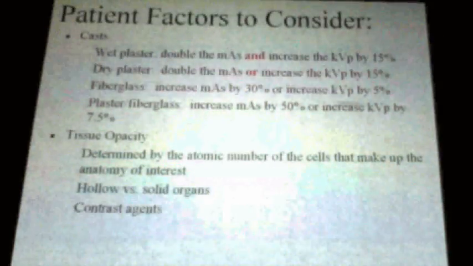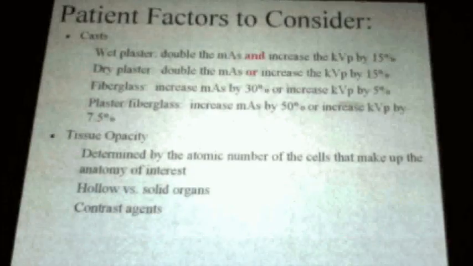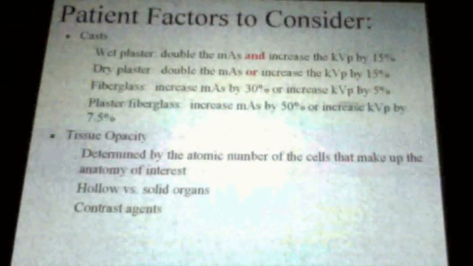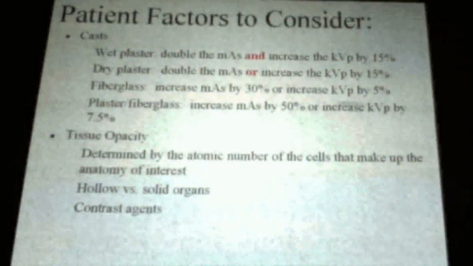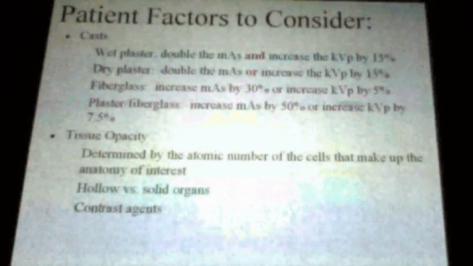So it's a high density? Has a very high atomic number. Barium has a high atomic number. That's what makes it look white. Okay. What's the next one? Gastrografin. Okay.